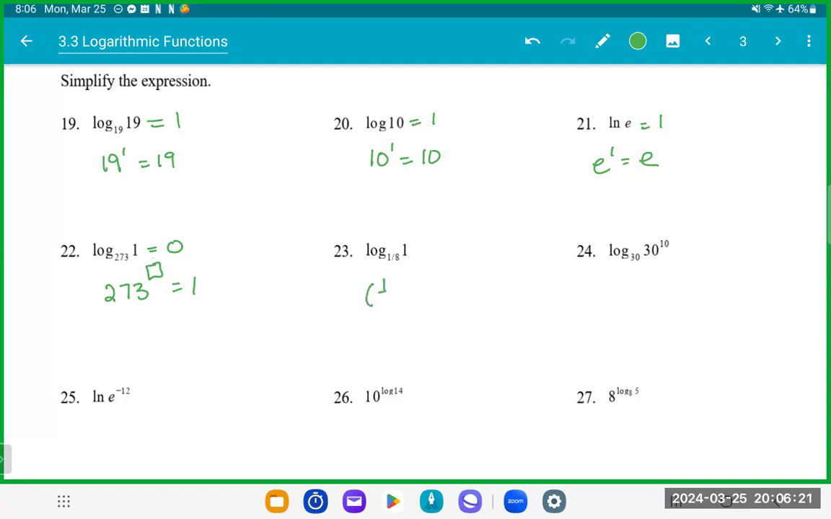This one would be 1/8 raised to what equals 1. Again, that is 0. This one is log base 30 of 30 to the 10, so 30 raised to what gives me 30 to the 10. That would have to be 10.